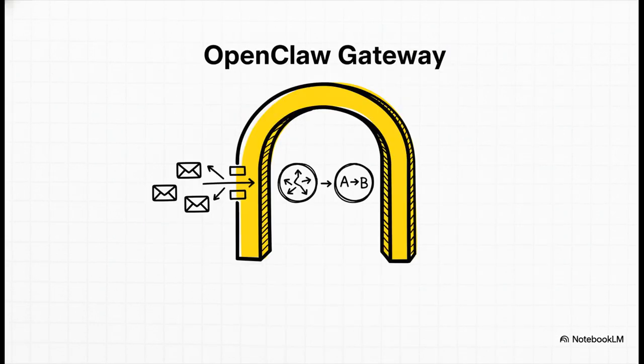Sitting right in the middle, you've got the heart of the system, the OpenClaw gateway itself. This is the piece of software you control, and it basically acts like a universal translator. It sees a message come in from, say, WhatsApp, and it knows exactly where to send it.